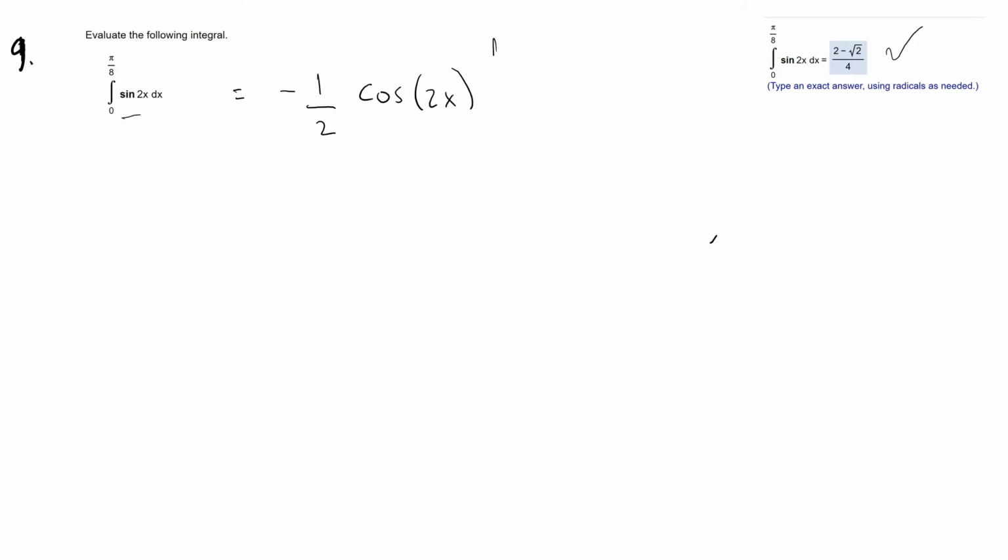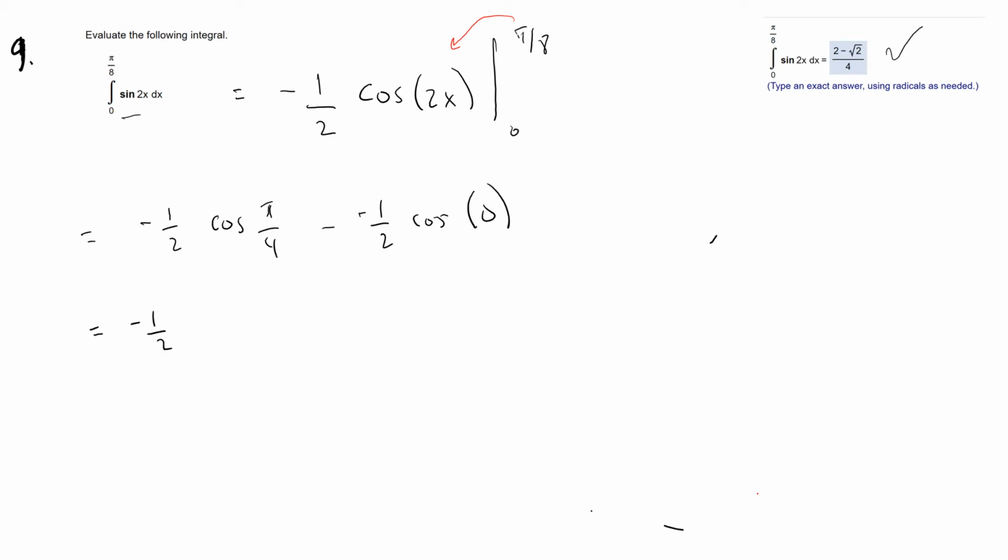And all I got to do now is just plug in the numbers. So whenever we evaluate from limits 0 to pi over 8, the top limit always goes in first. So it's going to be cosine of 2 times pi over 8. But I'm going to take pi over 8 and plug it into that. And I could go ahead and reduce, right? 2 times pi over 8, that's going to be pi over 4. Minus negative 1/2 cosine of 0. And the cosine of pi over 4, right?